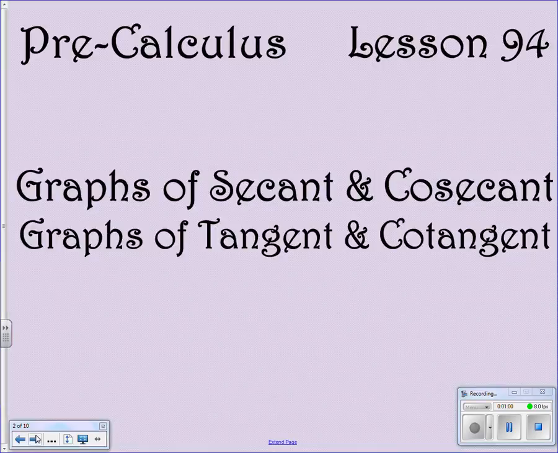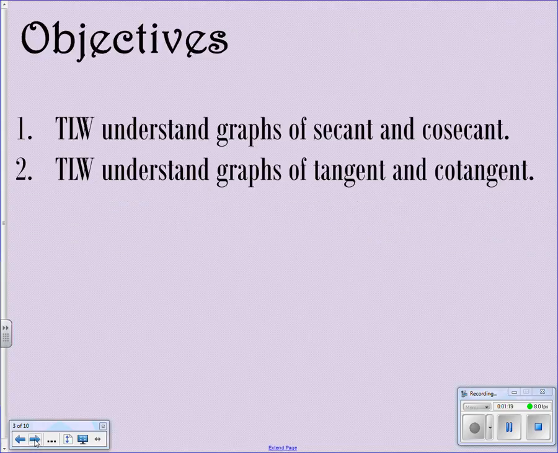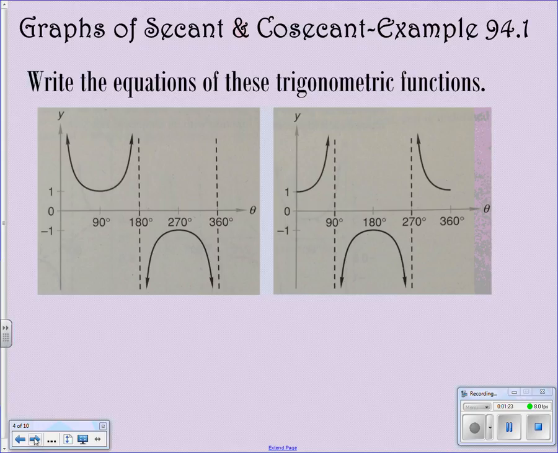Okay, so we are looking at lesson 74 today. We're looking at the graphs of secant and cosecant, and then we're going to look at the graphs of tangent and cotangent. So we've already looked at the graphs of sine and cosine. These are our other trig functions that we're going to look at the graphs of. So hopefully you'll understand these 4 graphs once we finish. So we have to write the equations of these trig functions, and they show us the graph of it, and we have to figure out the equation.